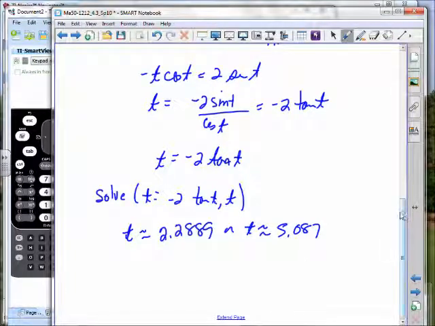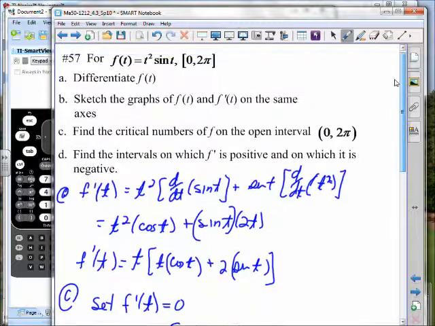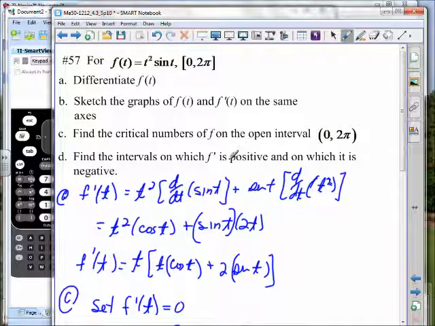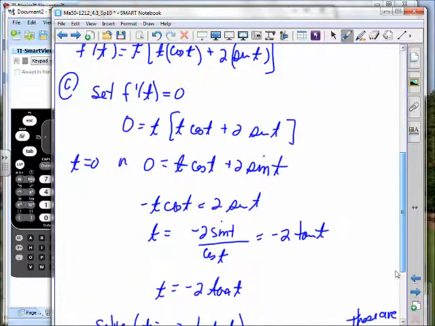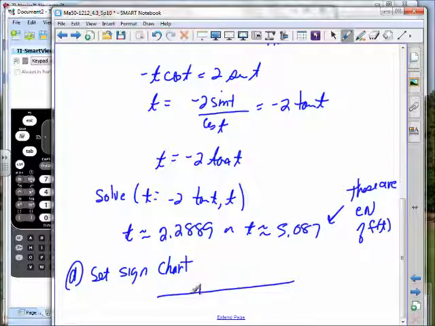Okay, now we're not done with the problem. What did we just find? These are what? Critical numbers of the function. Now we have to go back and find the intervals in which the derivative is positive and in which the derivative is negative, which means we have to set up a sign chart. And for the sign chart, you really only need one that goes from about 2.29 and then about 5.09.